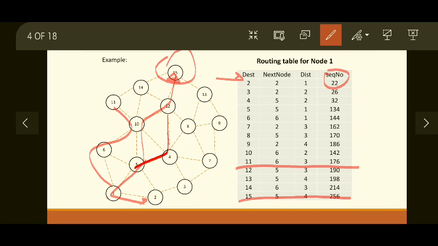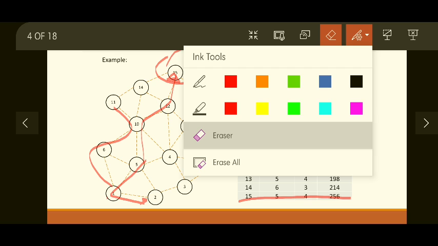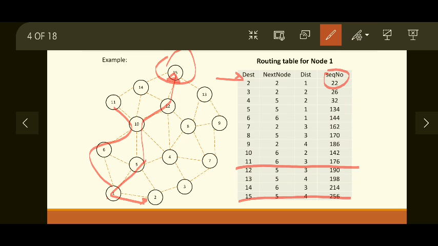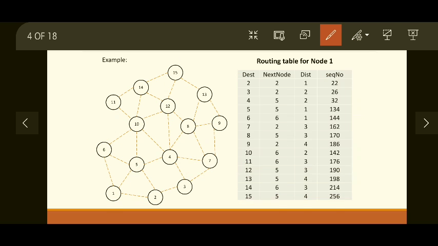This is also giving you the 4 hop distance, but the distance between node 12 and node 4 is larger than the distance between node 10 and node 12. So I think this will be the best path towards the 15th. Okay, so this is how each and every node will maintain a routing table.